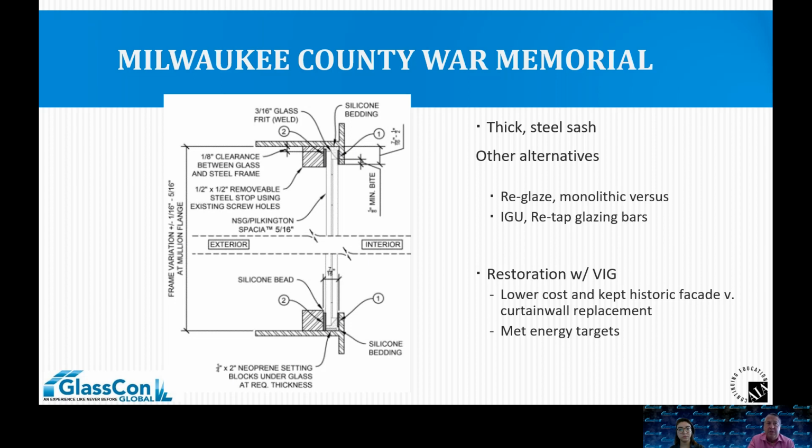But when they looked at the options for the energy efficiency, they said, well, if we reglaze it with even a monolithic low E, we're not going to get the energy that we want. And they could have reglazed it with an IGU. They could have built IGUs that fit the size. The challenge there was that to do that, they would have had to move these glazing bars, and retapping those glazing bars would have meant 14,000 new holes. They had to patch, re-drill. It added the scaffolding for about 2 months. It added a ton of labor, and the project cost just went up.